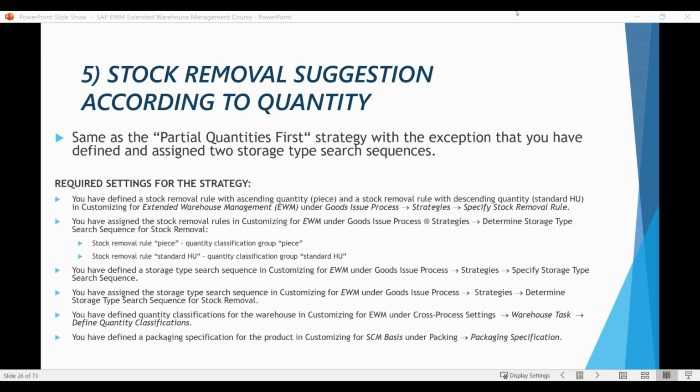The next strategy is called stock removal suggestion according to quantity. This strategy means that the stocks to be picked depend on the quantity in the warehouse task. You can, for example, use two different storage types for the same product based on the handling unit quantity. The system will check if the needed quantity is less than or equal to the quantity of the standard HU and select the correct storage type based on this.